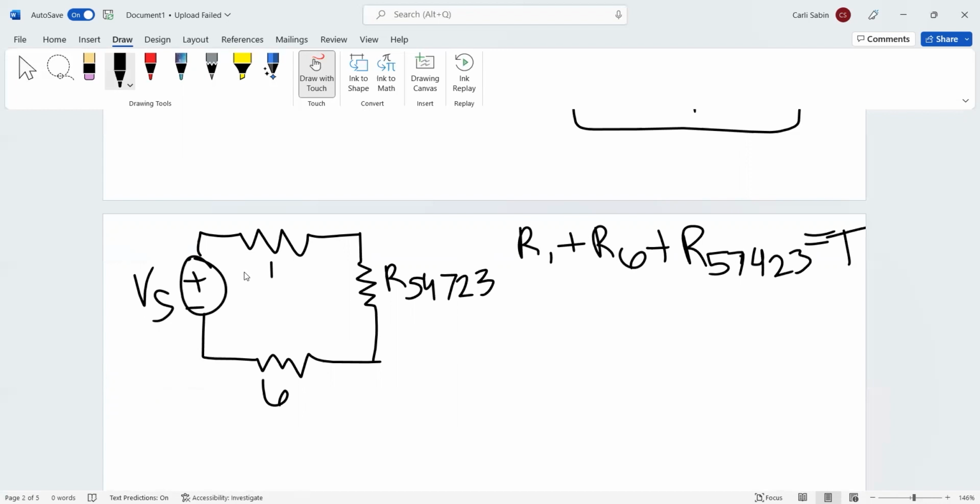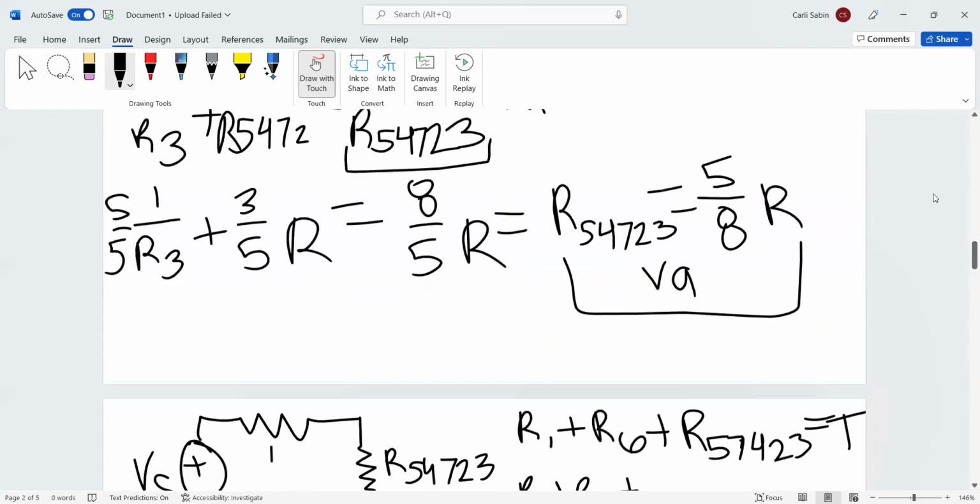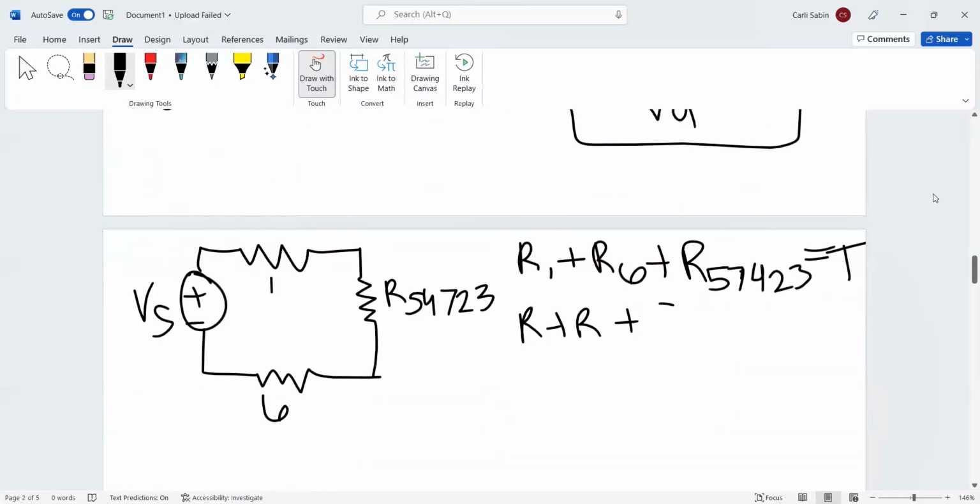And so we're going to have, what did we say? Okay, so this is just R, and this is just R. And then our value for R5, R7, 2, 3 is 5/8. So we can just write that in here, equals RT. And then so we can add the common denominators here.